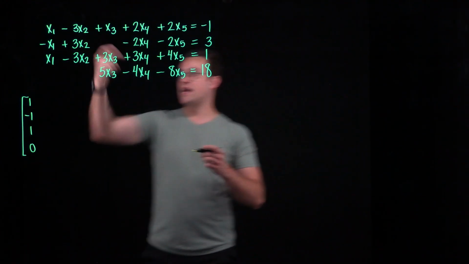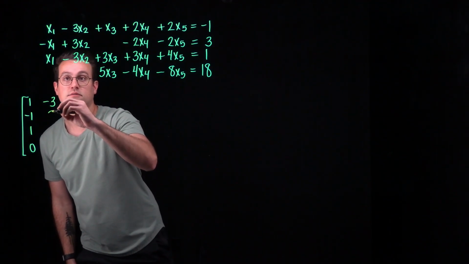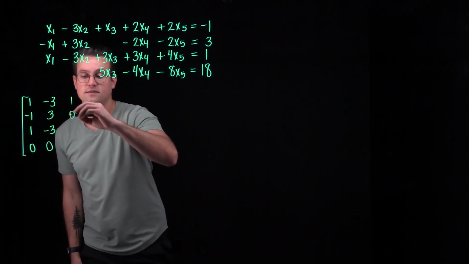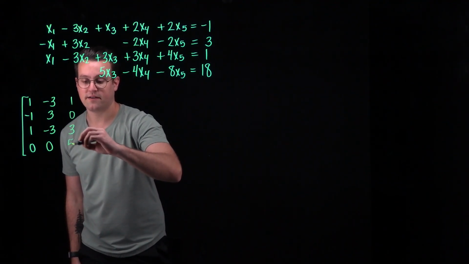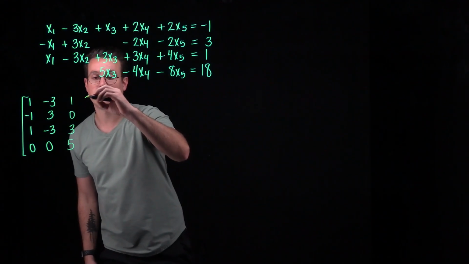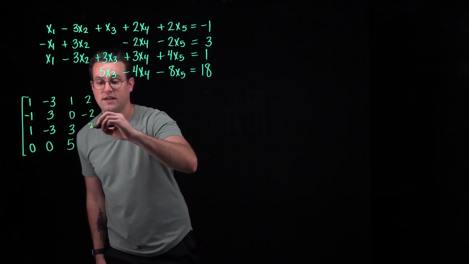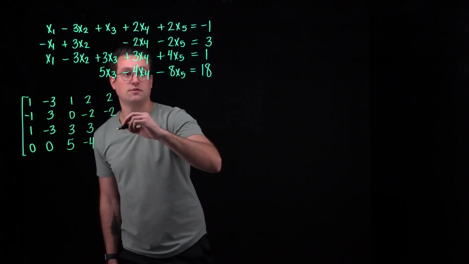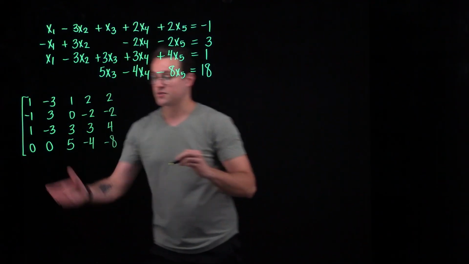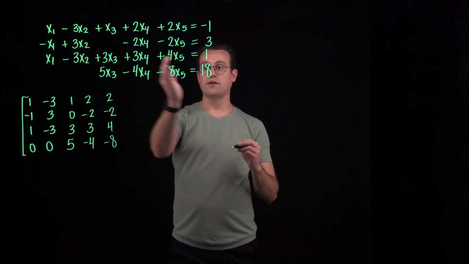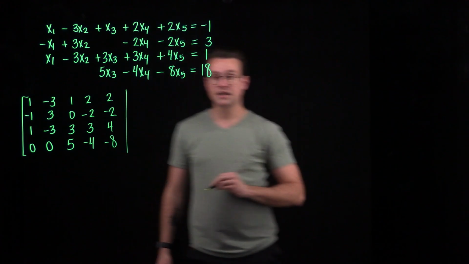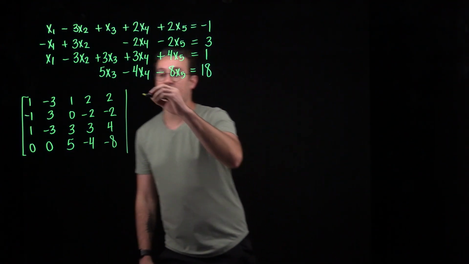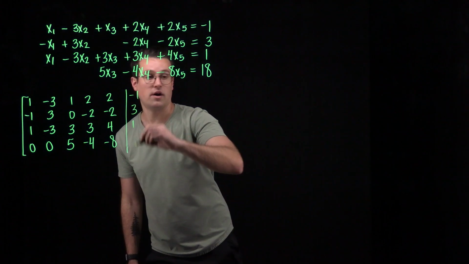Then in the second column I have -3, 3, -3, 0. Then 1, 0, 3, 5. And then 2, -2, 3, -4. And then 2, -2, 4, and -8. So I have 5 columns so far because I have x1 through x5. Then I use a vertical line to distinguish between the coefficients and the constants, and I get -1, 3, 1, and 18.